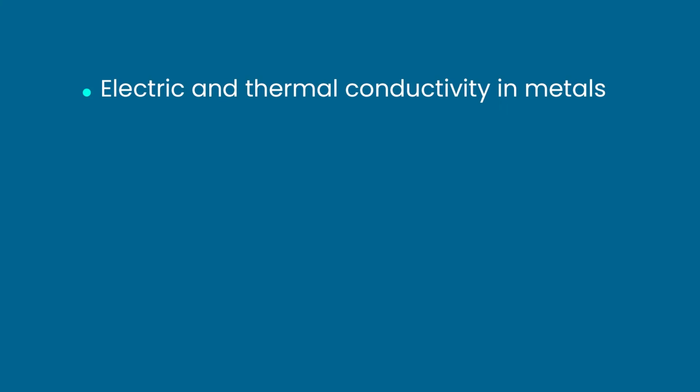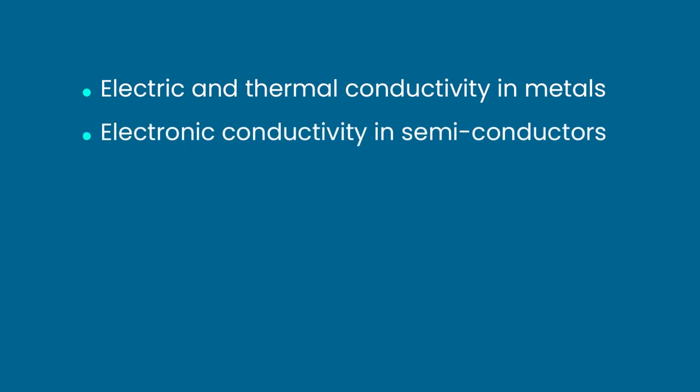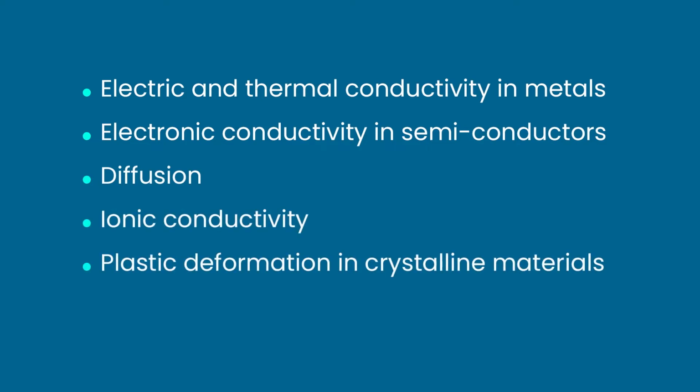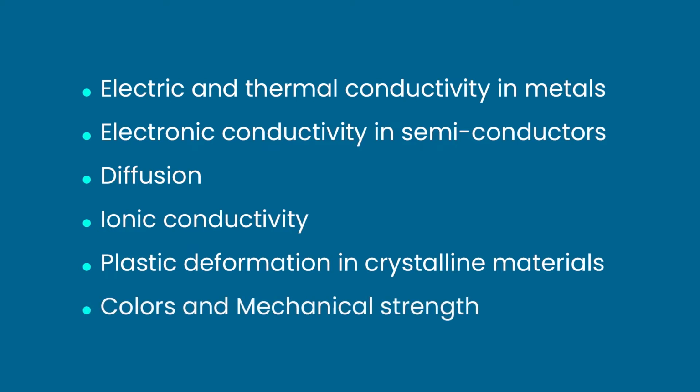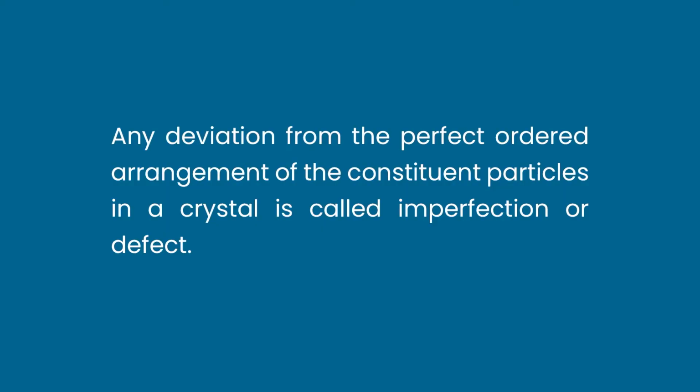So, the relevance of defects in crystals for life in general or material science in particular is of great importance. In general, there are lots of properties that are controlled or affected by defects. For example, electric and thermal conductivity in metals, electronic conductivity in semiconductors, diffusion, ionic conductivity, plastic deformation in crystalline material, colors and mechanical strength. Coming to the definition, any deviation from the perfect ordered arrangement of the constituent particles in a crystal is called imperfection or defect.